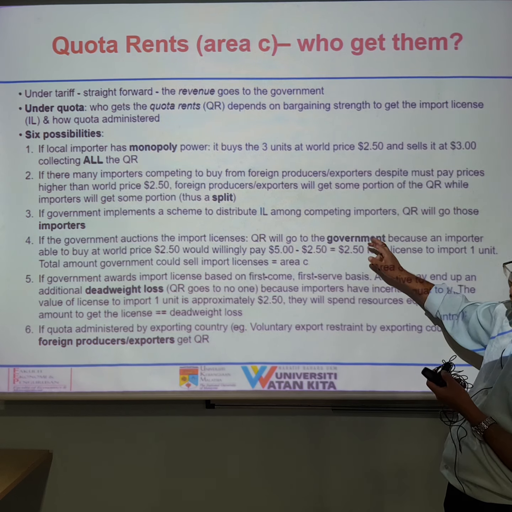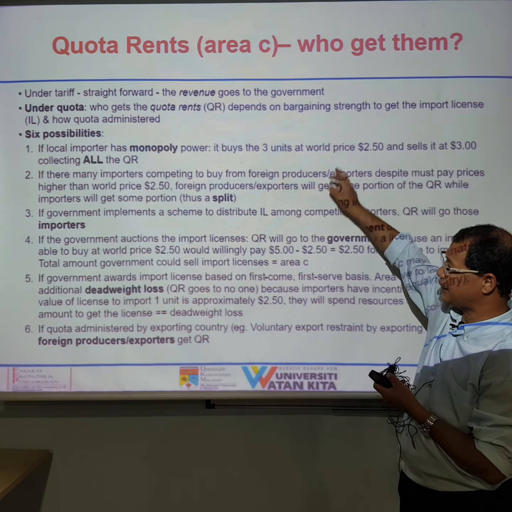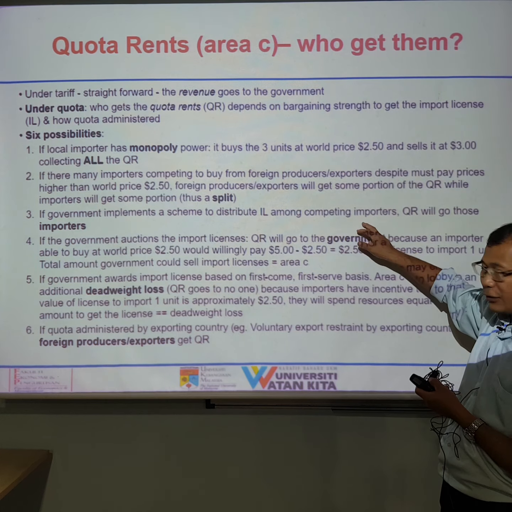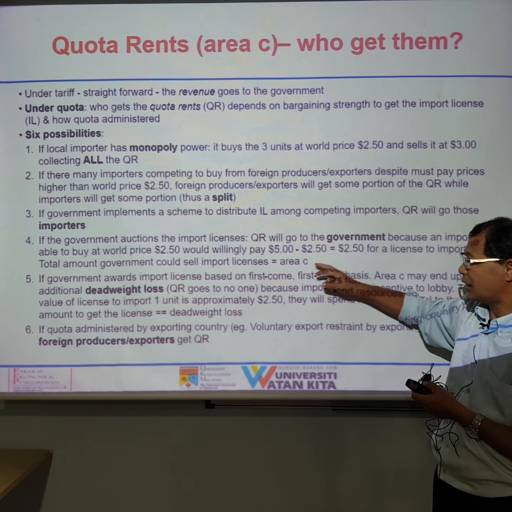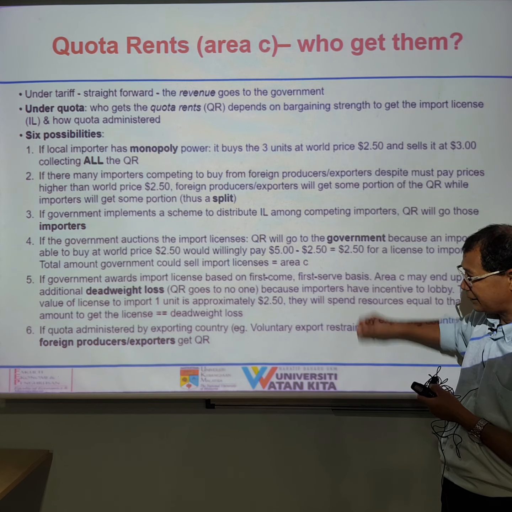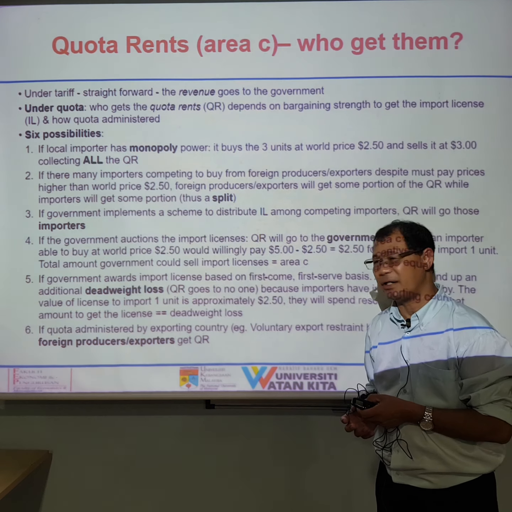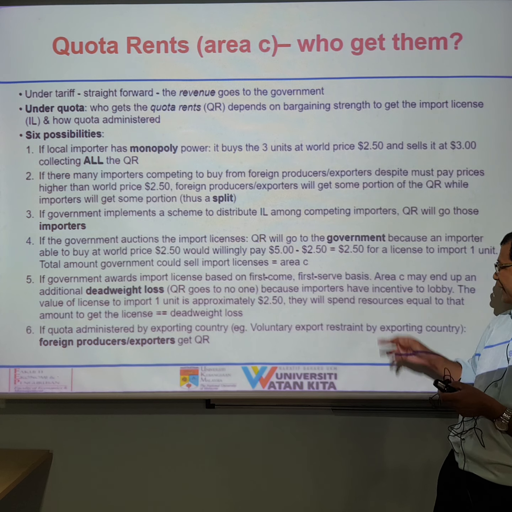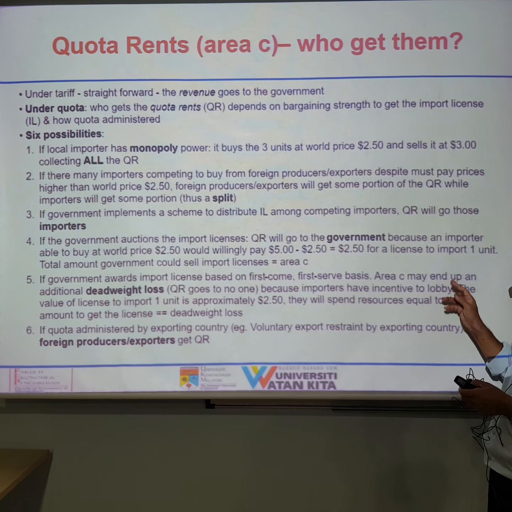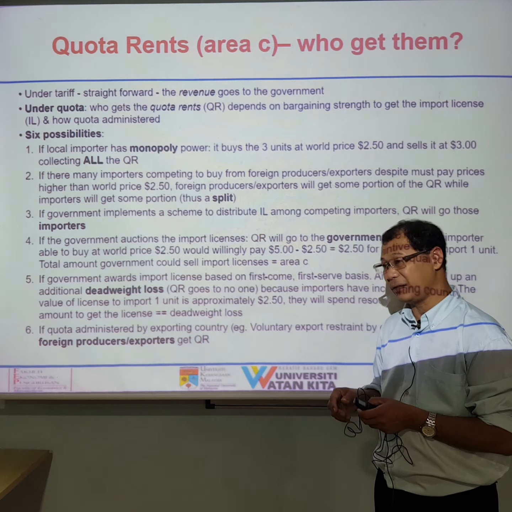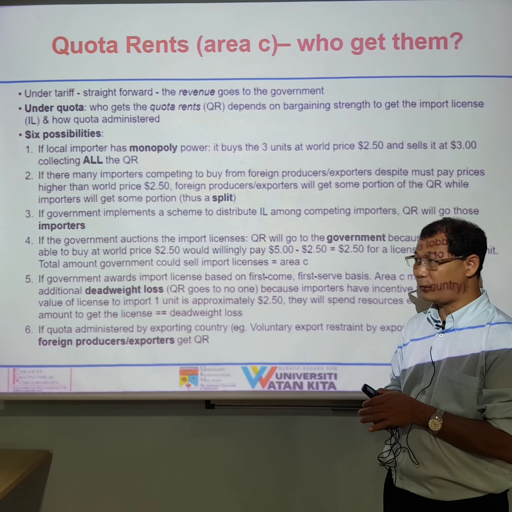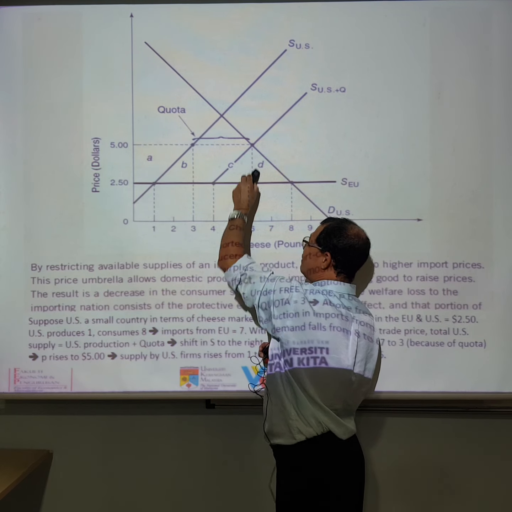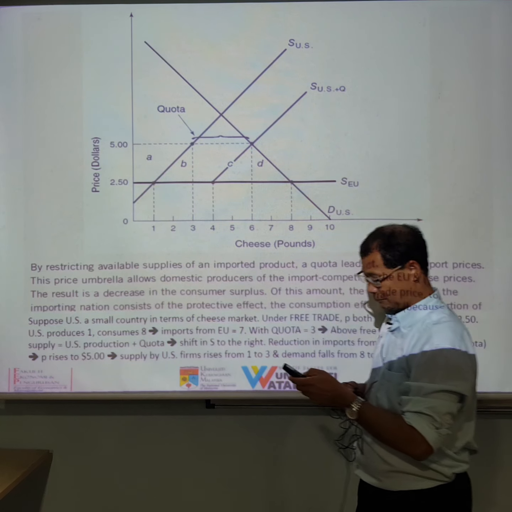So here the government gets it. The monopoly gets it. Split between the 2. And number 3, all the importers that got the license. Number 4, the government gets it. Number 5, if the government awards import licenses on a first come, first served basis, area C may end up as an additional deadweight loss. We've got 2 deadweight losses already, B and D. This may become an additional deadweight loss.